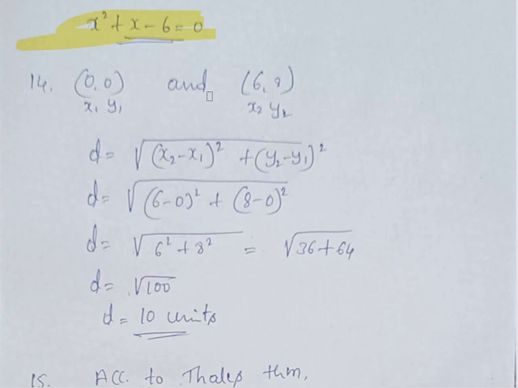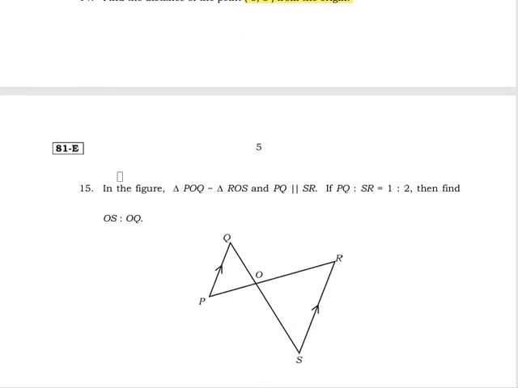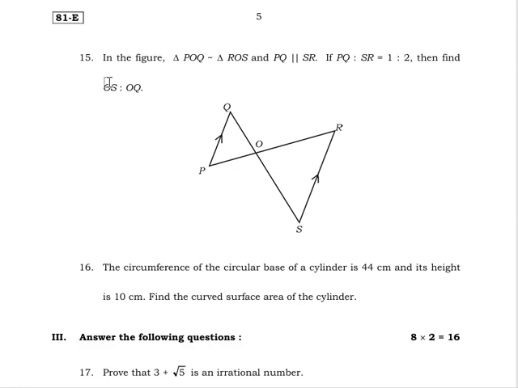x1, y1 is 0, 0 and x2, y2 is 6, 8. The distance formula is square root of x2 minus x1 whole square plus y2 minus y1 whole square. Here x2 is 6 minus 0 whole square plus y2 is 8 minus 0 whole square. So 6 minus 0 means 6 square, 8 minus 0 means 8 square. 6 square is 36 plus 8 square is 64. 36 plus 64 gives 100. Square root of 100 is 10 units. So this is the distance between the point and the origin. Okay.